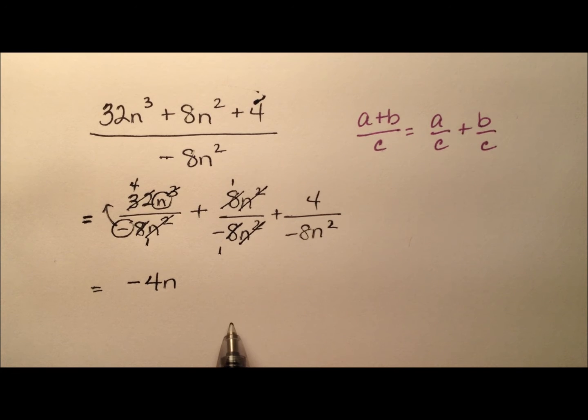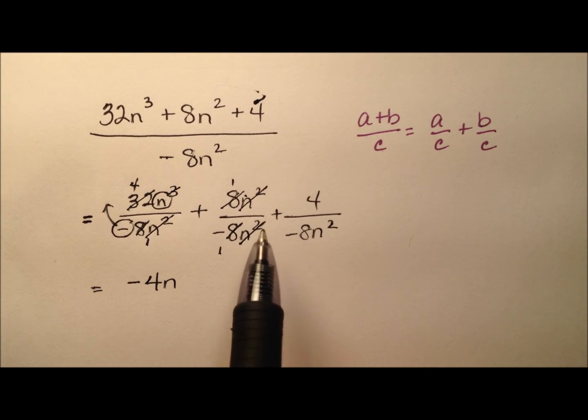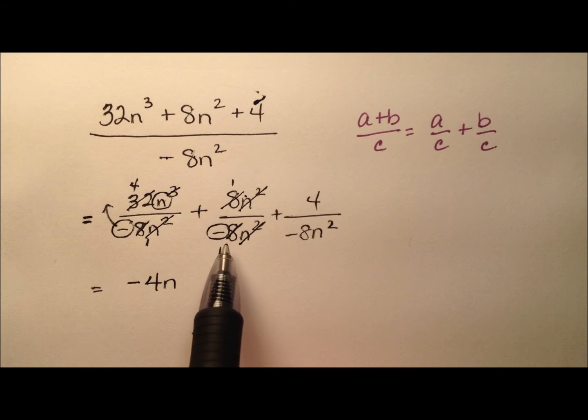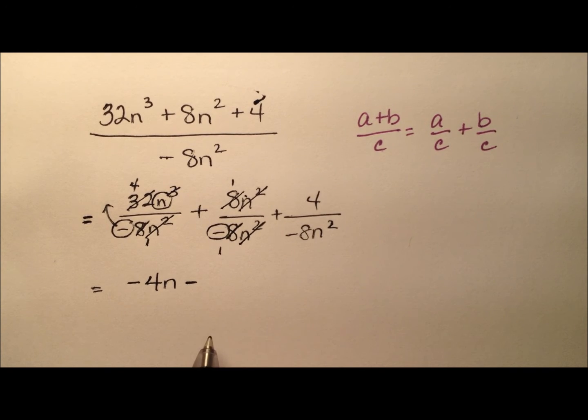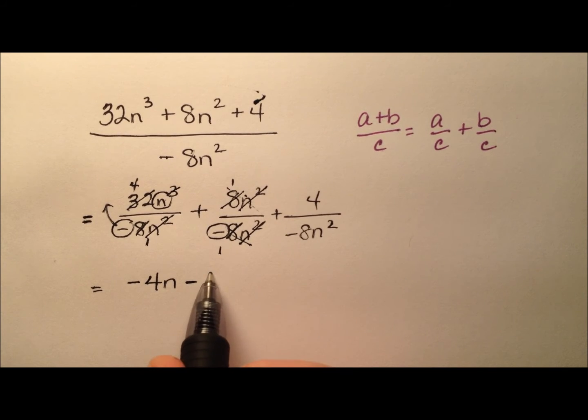Also looks like the n squareds cancel because the term in the top and the term in the bottom is identical with the exception of the sign right here. So it's going to end up being a subtraction. But since everything canceled, I have a 1 right here.